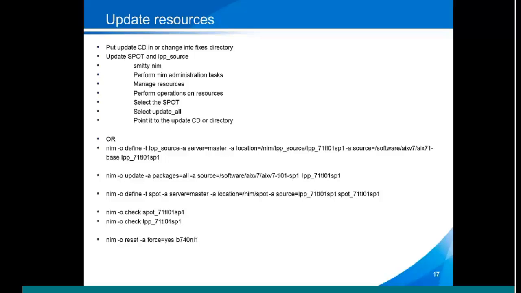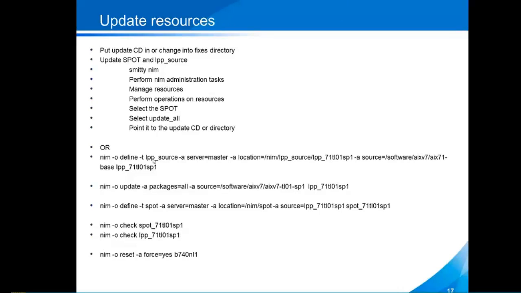So on this page I've got some of the commands I use. If we look at the first command, we have the nim define. What we're defining here is an LPP source. That's what the -t lpp_source says. It's telling me that the location for that LPP is going to be /nim/lppsource and then the name of the LPP. And then the -a source is telling me where I'm going to get the images from. So in this case, it's going to look in /software/AIX version 7, AIX71 base. And then the very last piece is what I'm naming that LPP. So that's how I define it.